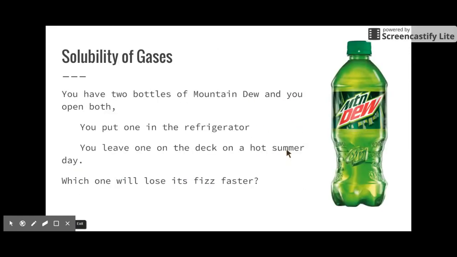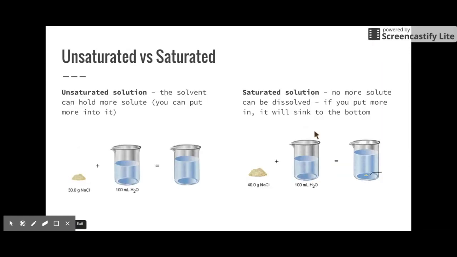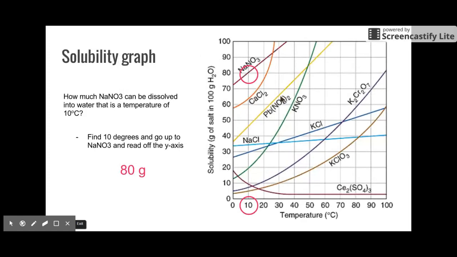So again, going back, on this line right here is saturation. Each of these lines represents perfect saturation. Anything below the line is unsaturated, and anything over the line means that it won't be able to dissolve anymore.